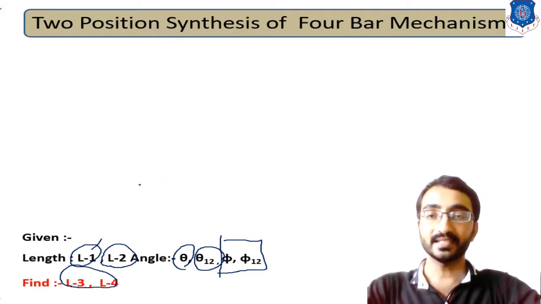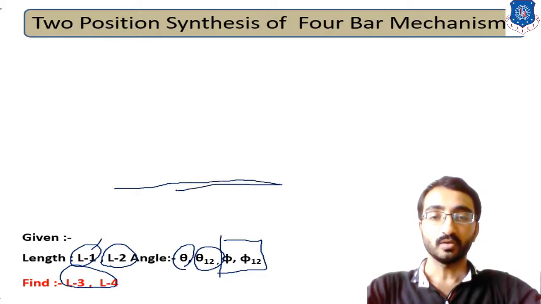Okay, so over here we can start with the first input data, that is, the length of link 1 is given. Okay, so let's consider this one as the length of link 1. Okay, this line is representing link number 1. Okay, so let's consider the notation A and D for its end points.